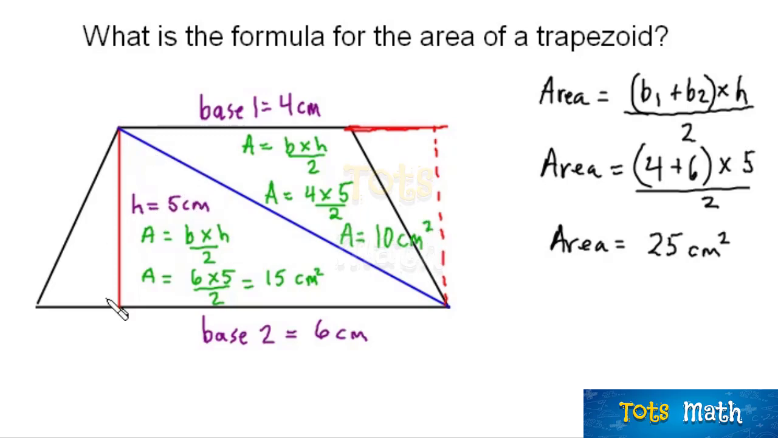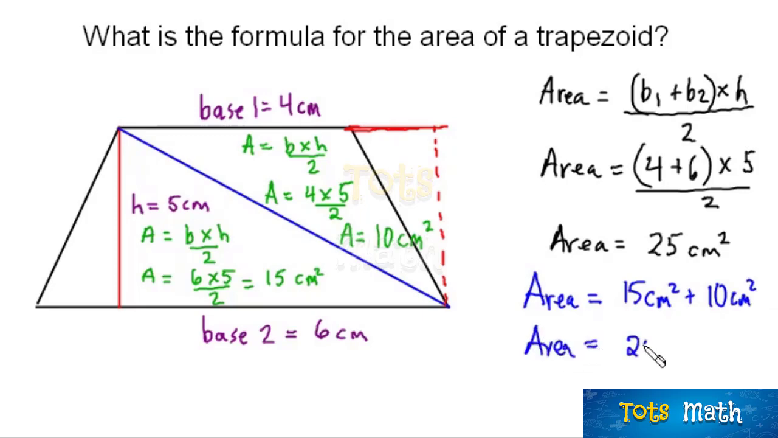So now we know that the area of this triangle is 15 square centimeters, and the area of this triangle is 10 square centimeters. So now we can add the areas together to get the area of the trapezoid. So the area would be 15 square centimeters plus 10 square centimeters. And that equals 25 square centimeters, which is what we got when we used the formula.